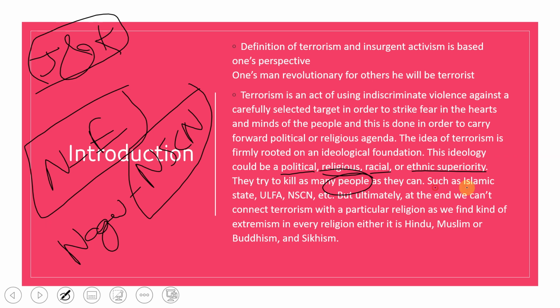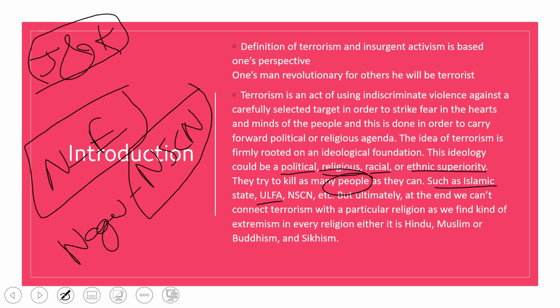Examples are the Islamic State, and ULFA, the United Liberation Front of Assam, which is part of the northeast insurgency I have explained. Then NSCN, who want the liberation of Nagaland. NSCN has two factions, the Isak-Muivah faction and the Khaplang faction. These outfits were labelled as terrorists because they start to create terror among the people and in the government.